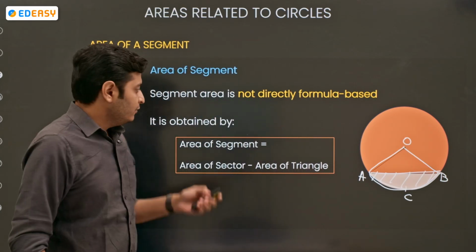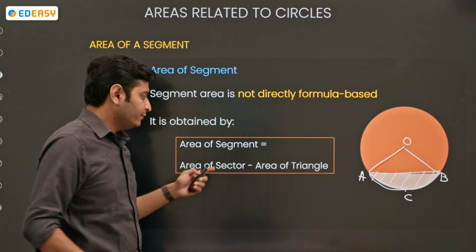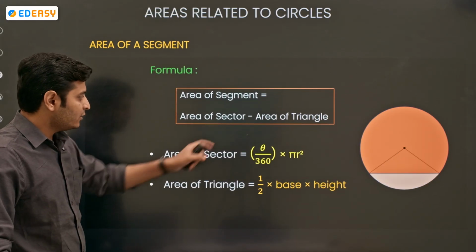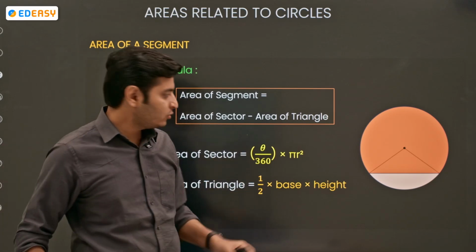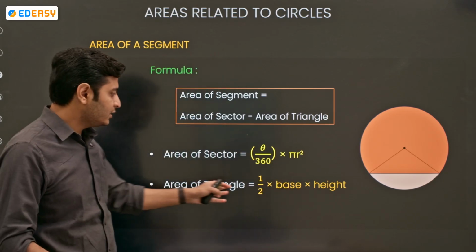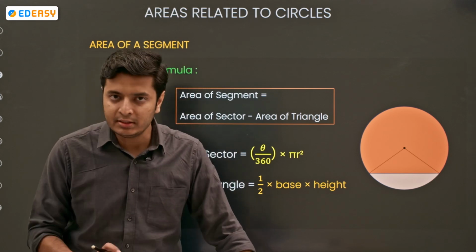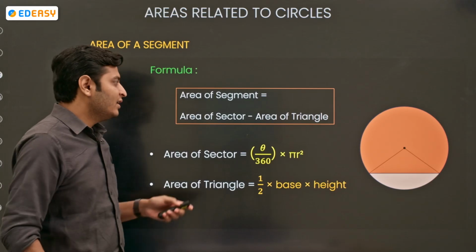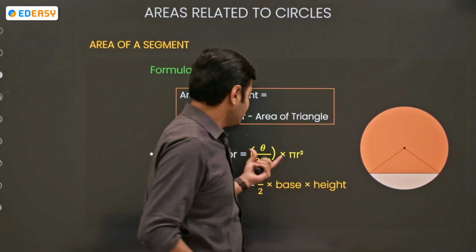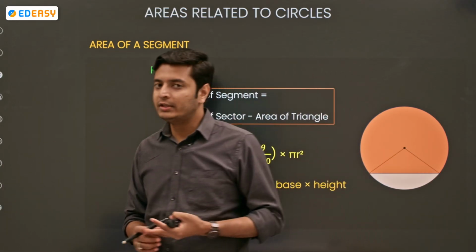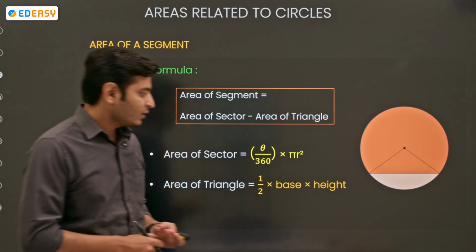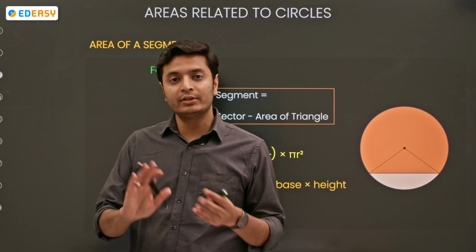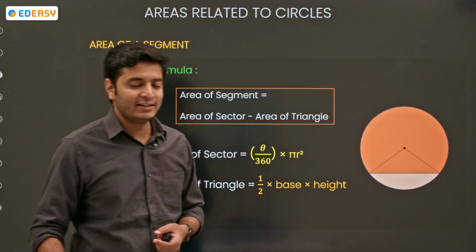Understood? We know how to find the area of a sector, and we know the area of a triangle. The area of a sector is theta by 360 into pi r square. The area of a triangle is half into base into height. Easy? No problem? What is the problem? The area of the sector we can easily find if we know the value of theta and the radius. What about the area of the triangle? We can find this easily too; we have been doing this for a very long time.